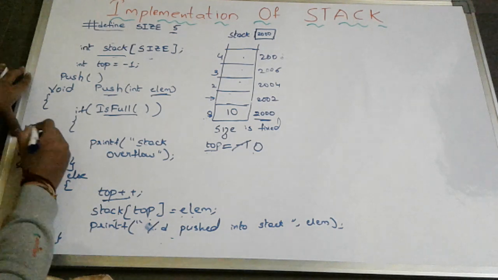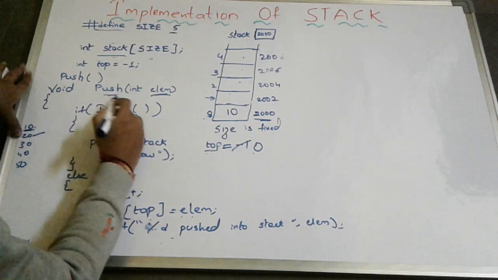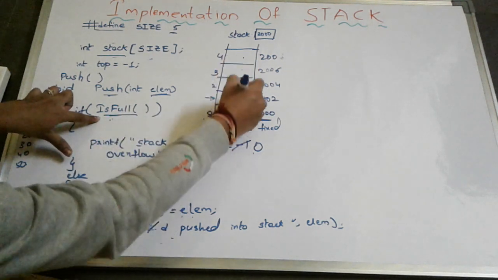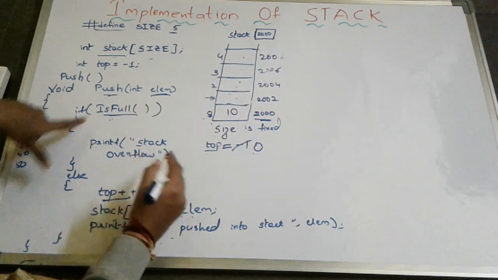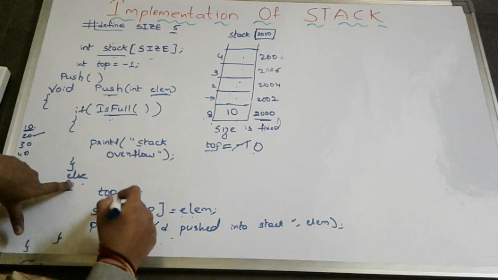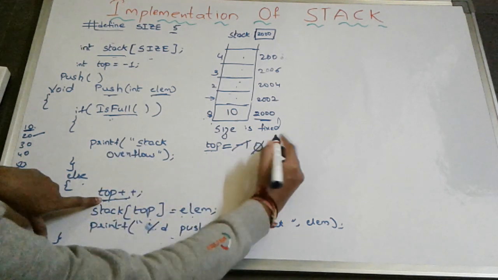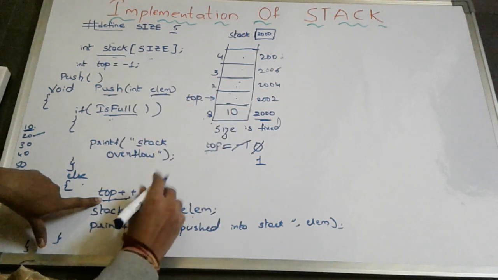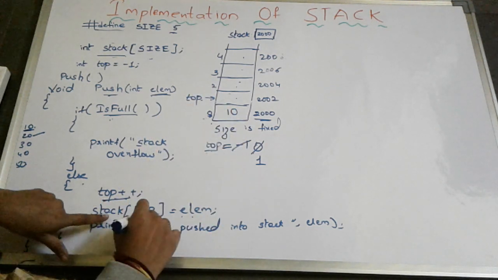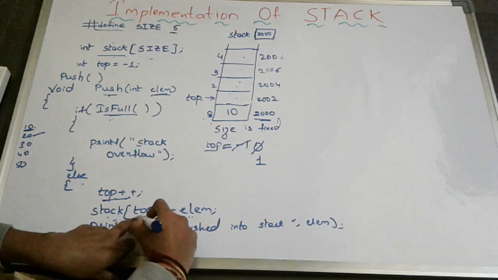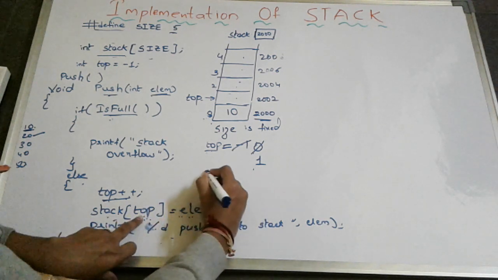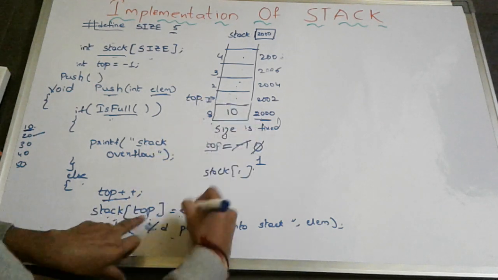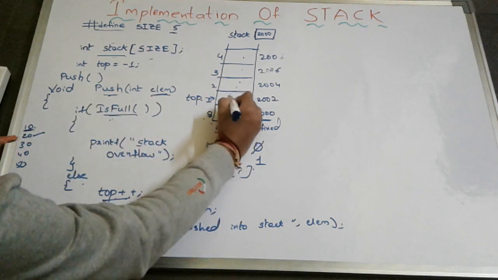Now 20, push of 20, right? It checks whether it is full or not. We can see it is not full, so false. It comes into the else part. Again top plus plus, top will be incremented to 1. Now top points to the first position, index 1. Now stack of top equals element. What is top? Top is 1. Stack of 1 is the element, that is 20.